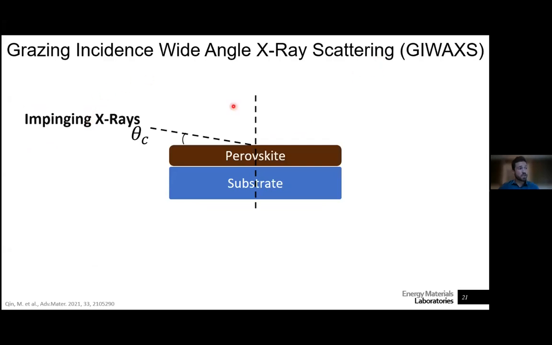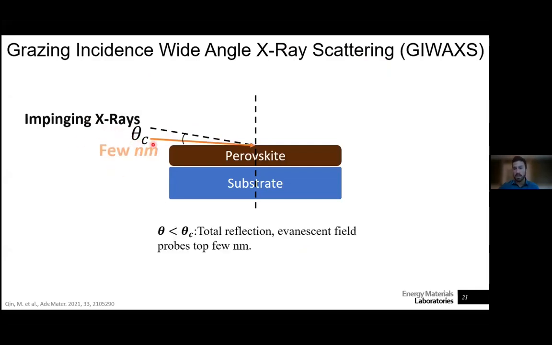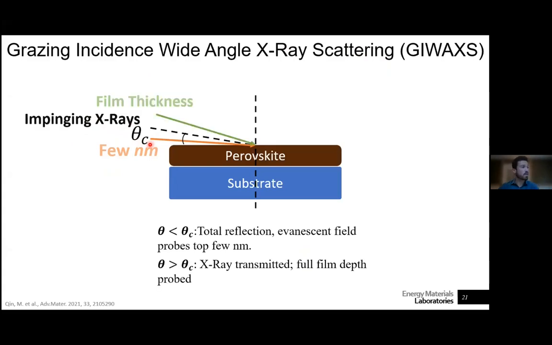An advantage of GIWAXS for studying surfaces is that we have very good control of the angle with which we impinge on our substrate, and as such we can go below the critical angle, so the angle at which we have total reflection of the X-rays from the surface of our material. And this allows us to probe via an evanescent wave only the top few nanometers of the film. If we increase the angle above this critical value, we can probe deeper into the film and get information about the bulk behavior and crystal phases, with a value of about 0.1 degree, which is commonly observed for halide perovskites.